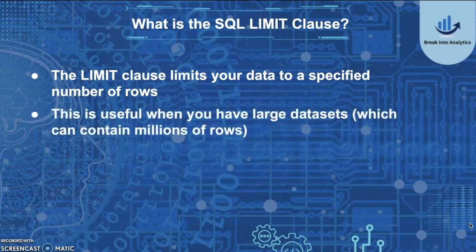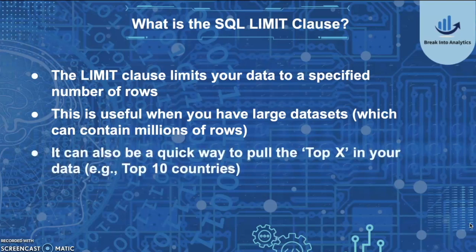So for example, it can be really useful when you have large data sets which can contain millions of rows, but you just want to see a snapshot of say 10 or 20 rows. It can also make your query run much quicker. Another useful thing it's helpful for is that it can be a quick way to pull the top X in your data. For instance, if you want to pull the top 10 countries, the limit clause can sometimes be a shortcut and a quick way to do that.